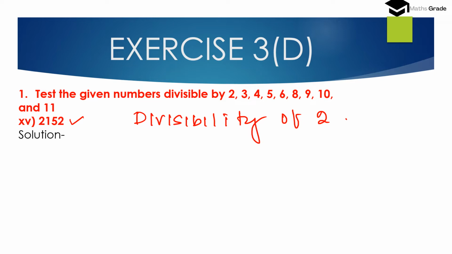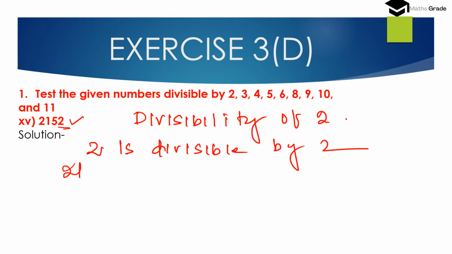We know any number, if the last digit or unit place digit of the number is either 0 or an even number, then the number is divisible by 2. Here the last digit of the number 2152 is 2, and 2 is an even number and 2 is divisible by 2. So 2152 is divisible by 2.